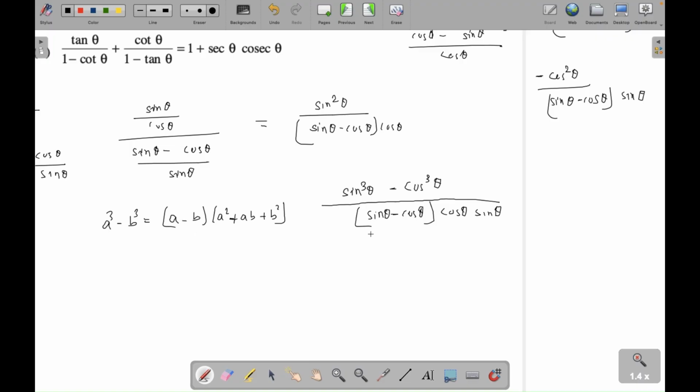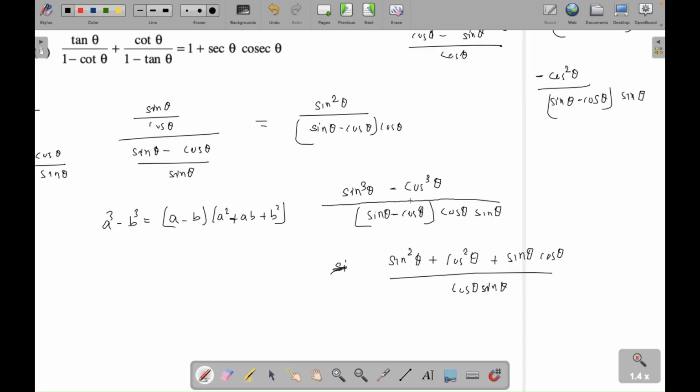Because this a minus b and this a minus b will get cancelled. Right? And then we'll be left with this. So sine square plus cos square is 1. So that will further simplify it. Right? So we'll get sine theta minus cos theta, which I'm skipping because it will get cancelled with this. We'll just get sine square theta plus cos square theta plus sine theta cos theta upon cos theta sine theta.